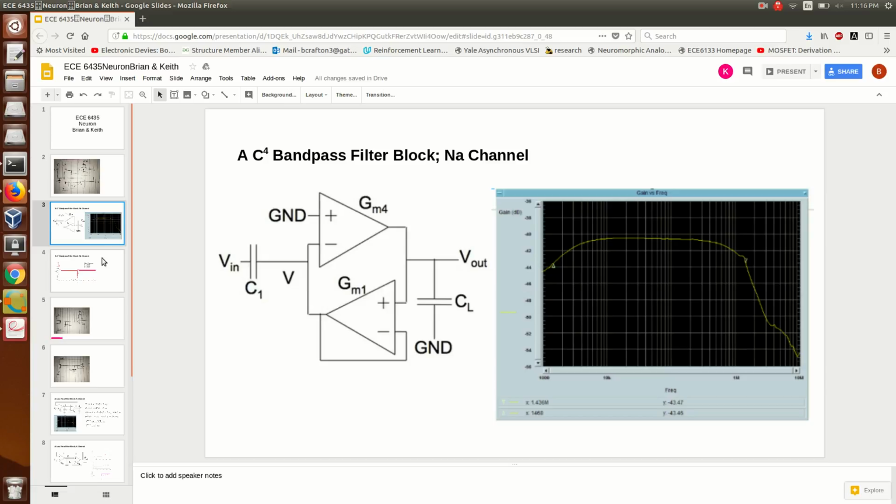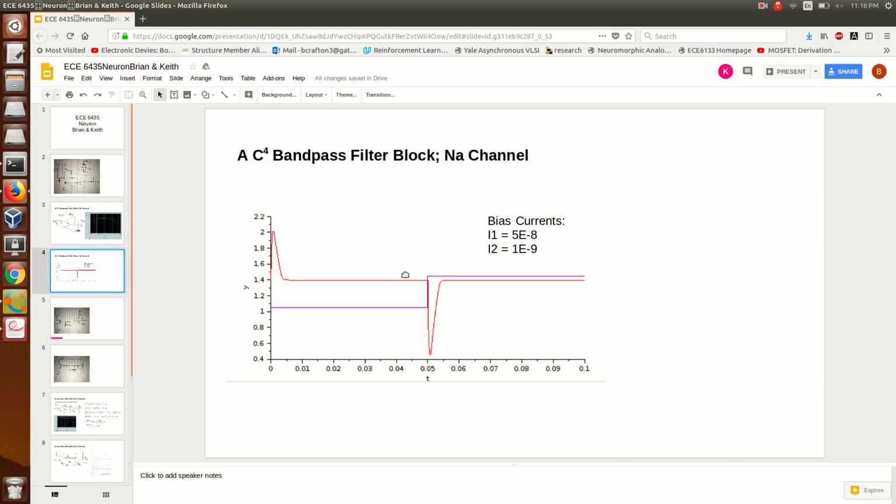As we saw in the previous assignment, the bandpass filter acts here so that when there's a step response, the output rapidly drops based on your biasing currents. So the biasing currents of the OTA affect the time constant. By tuning them appropriately, you can keep the time constant small so that the C4 bandpass has a fast response to the step current.